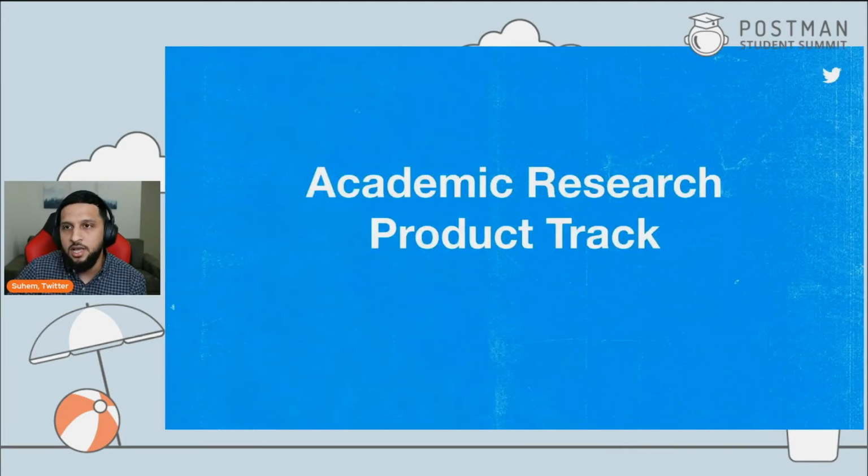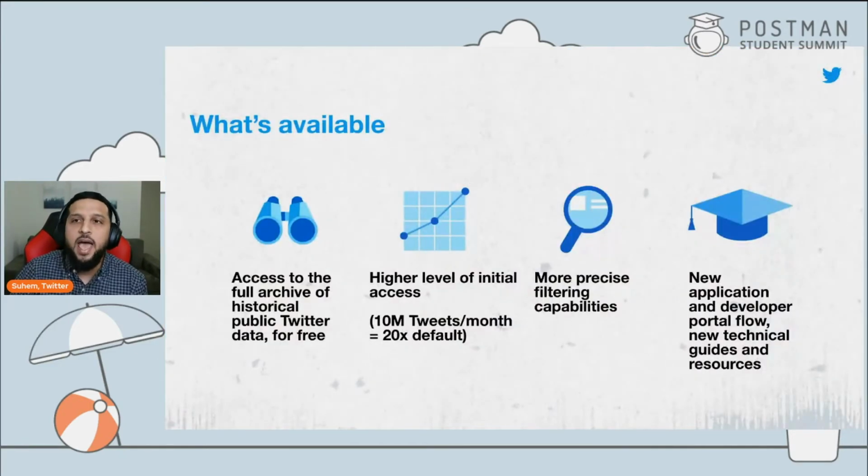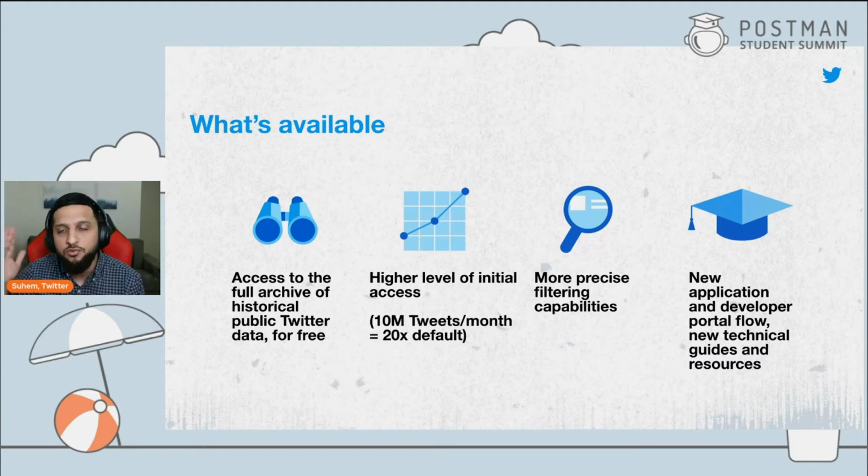Next, let's look at the academic research product track, right? Within the Twitter API, by researchers, we mean master's students, PhD students, postdocs, and professors at universities who can actually get elevations on the Twitter API. What I mean by elevations is that firstly, they'll get access to the full archive of public tweets. From the very first tweet ever up until now, anything that's publicly available, researchers get access to that, so they can go back in time to study.